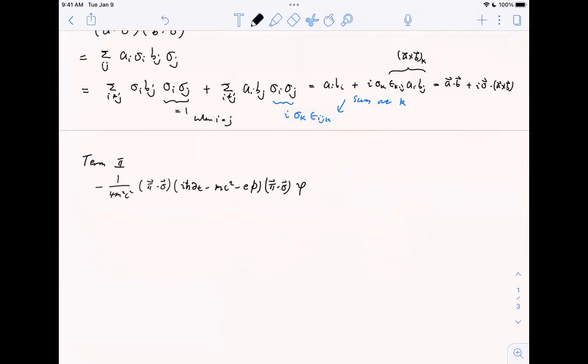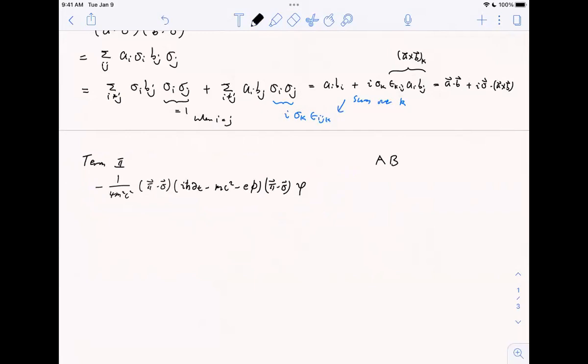So this second term, let me see. We're going to reverse this order here. It's good to deal with both of these together, but now they're separated by this term here. So we are going to use this formula.